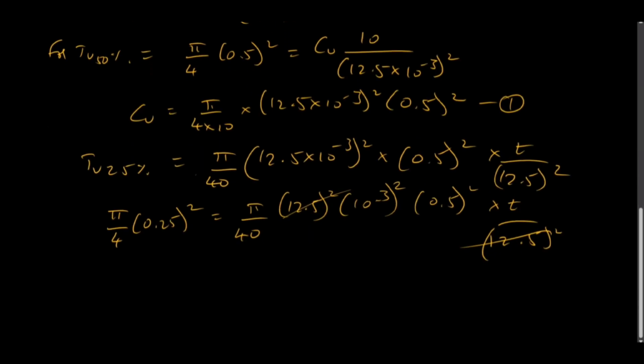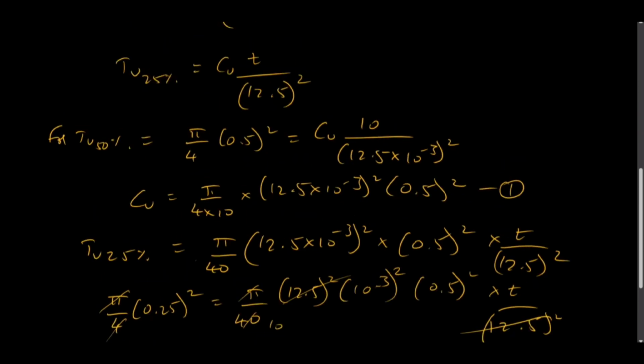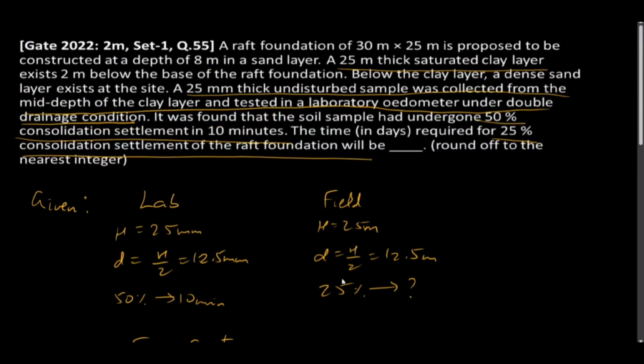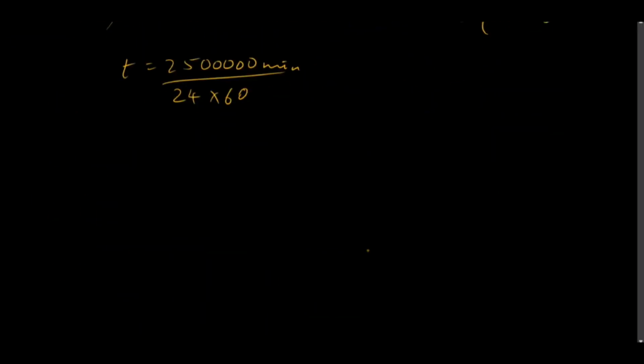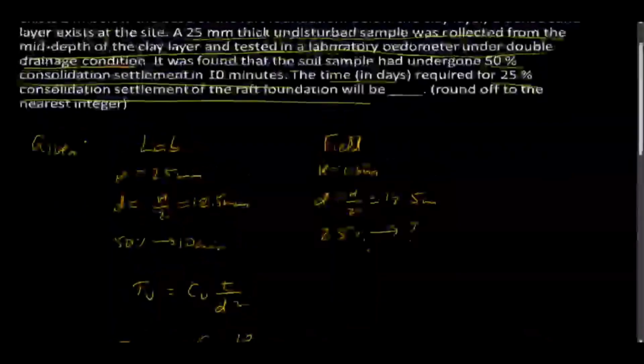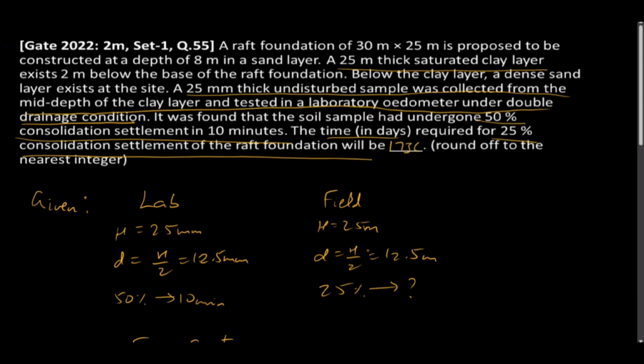12.5 square and 12.5 square will get cancelled. Pi and pi will get cancelled, 4 and 4 will get cancelled, divided by 10. So by solving this, we get t will be equal to 25 lakh minutes divided by 24 into 60, because they've asked us to find out the time required for 25 degree consolidation in days. Which gives approximately 1736 days. The answer will be 1736.